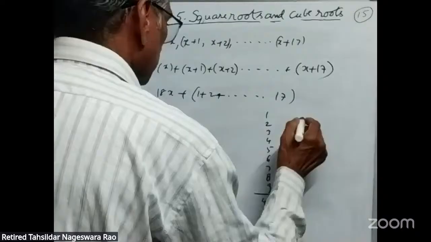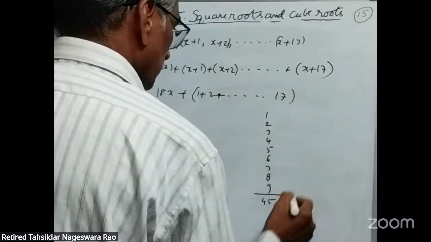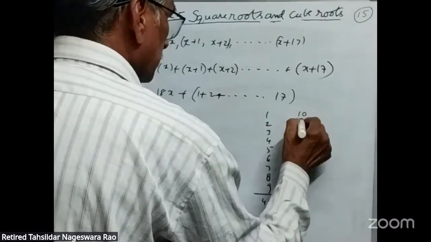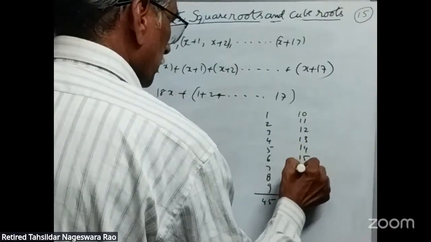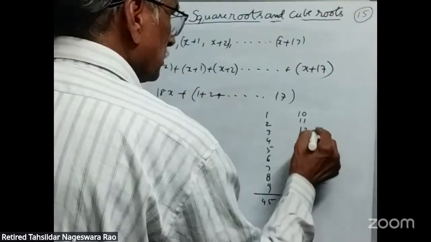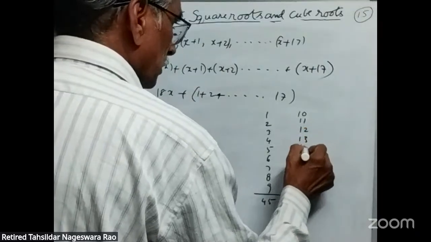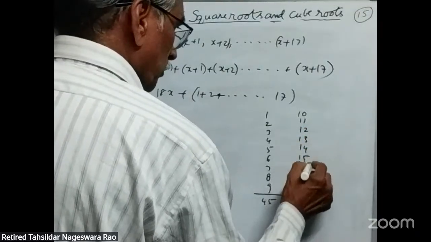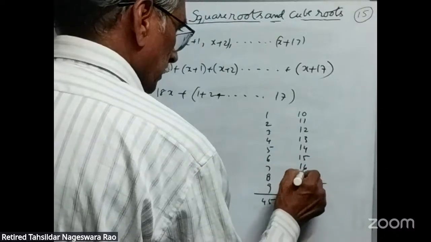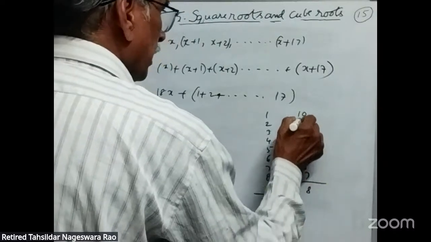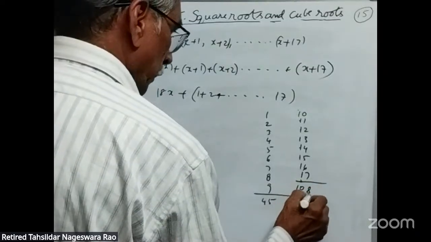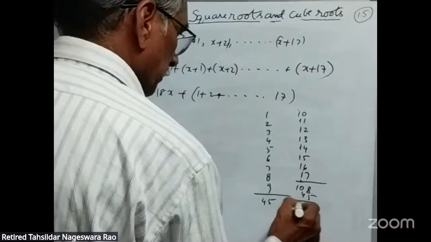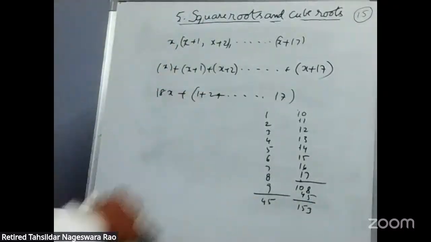Then 10, 11, 12, 13, 14, 15, 16, 17. Adding these, the total is 153.